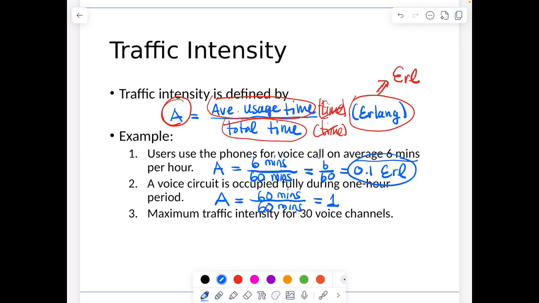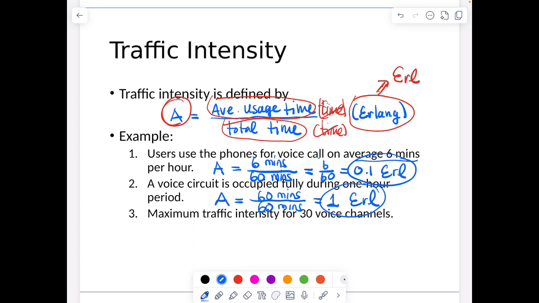So that means this is equal to 1, or 1 Erlang. Okay, so this is the maximum traffic intensity for one channel. That means that the channels get used all the time, right? So if anyone tries to connect to that channel, it will be rejected, or it will be blocked for sure.